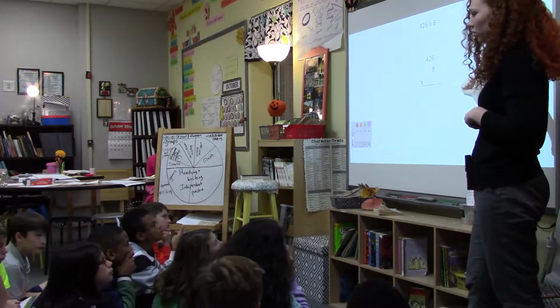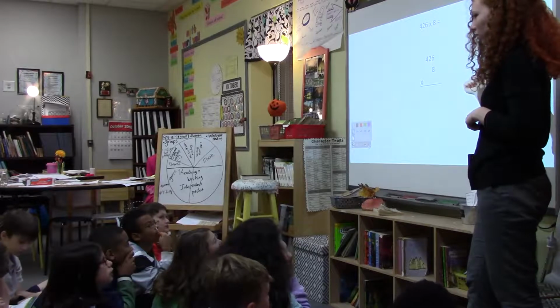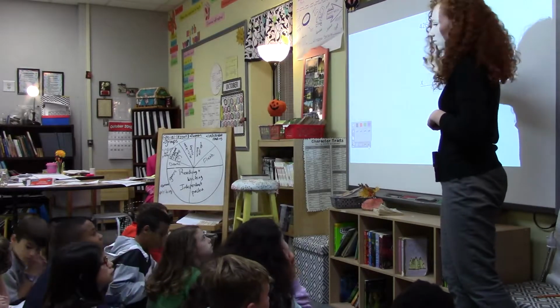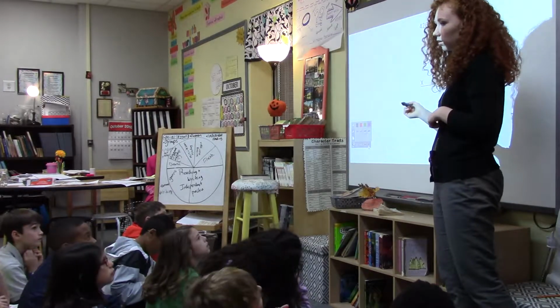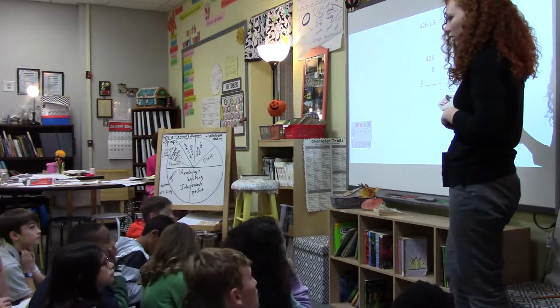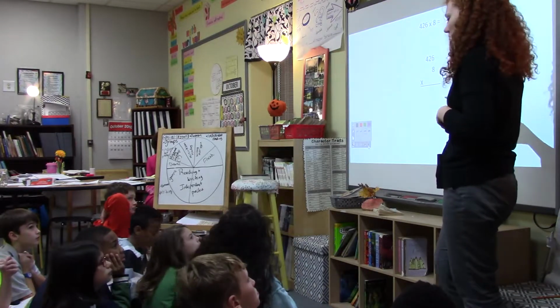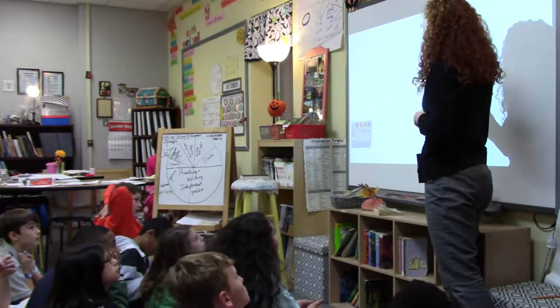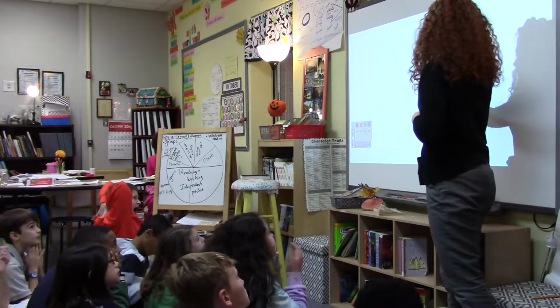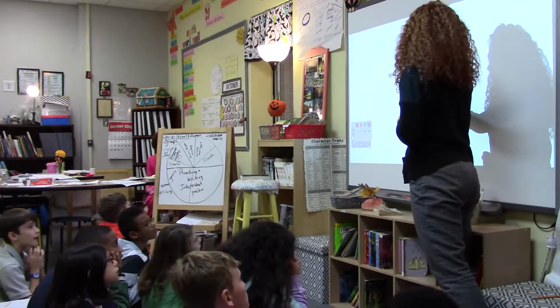Okay, I think this is our last one. Okay, so this one looks a little different, right? Yes. We have a hundreds place number now. Okay, do you think it's going to go any differently? No, I don't think so either. Let's find out. What's our first step? 8 times 6. Which is what? 48.